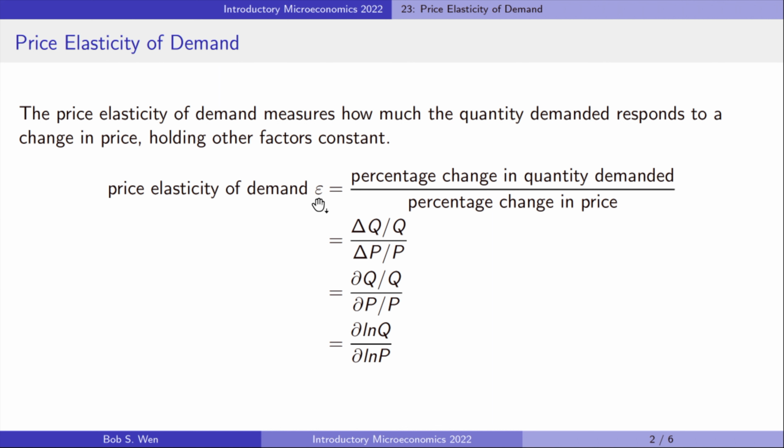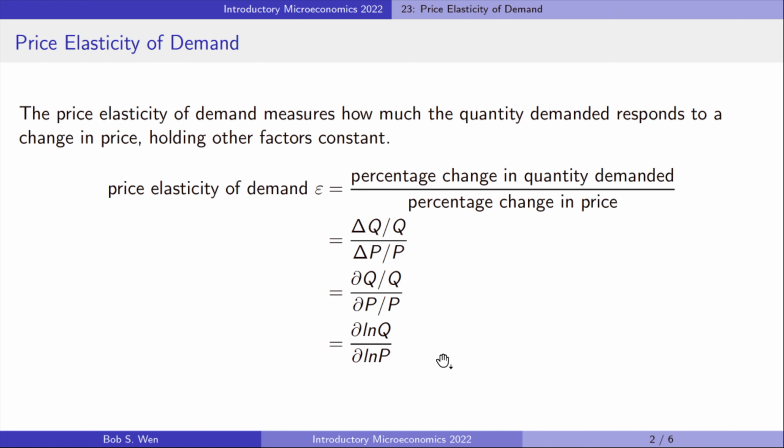Economists compute the price elasticity of demand as the percentage change in the quantity demanded divided by the percentage change in the price. If the change is tiny, we use the partial derivative notation. And it can be proved that the elasticity can also be expressed in log terms: the partial log quantity divided by the partial log price.